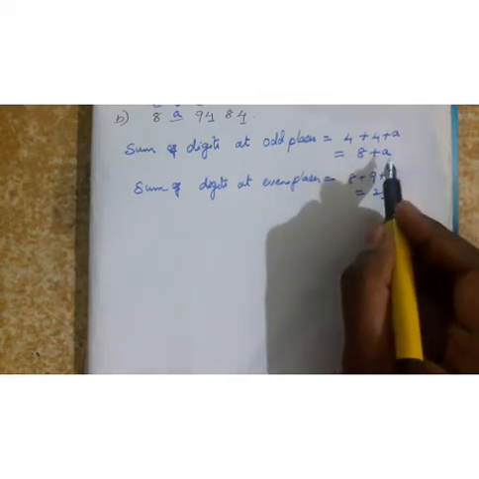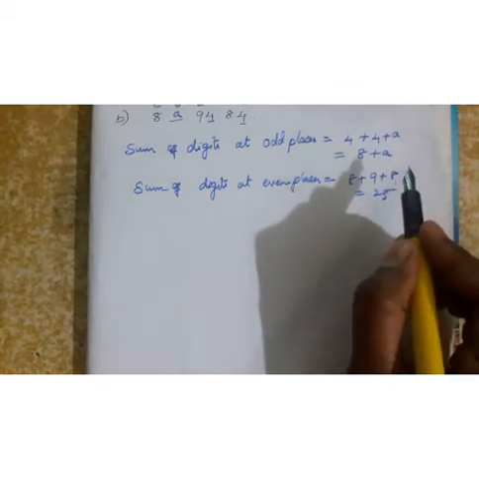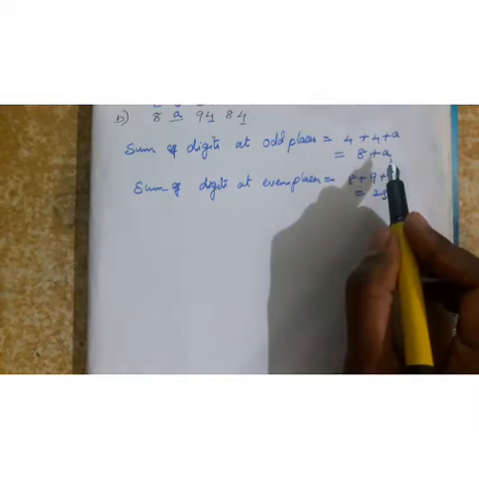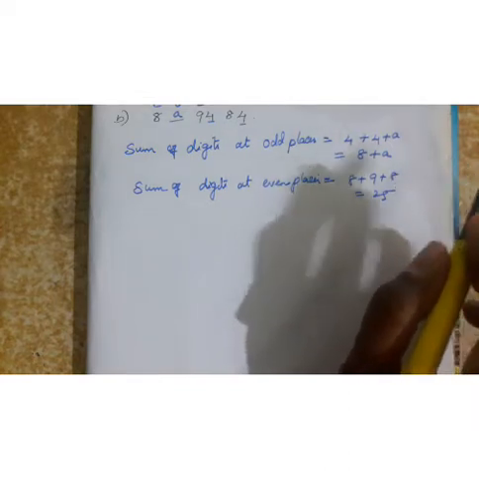If we take A equal to 4, 8 plus 4 is equal to 12. 25 minus 12, we get 13. 13 is also not divisible by 11. If we take A equal to 5, 8 plus 5 is equal to 13. 25 minus 13, we get 12. 12 is also not divisible by 11.